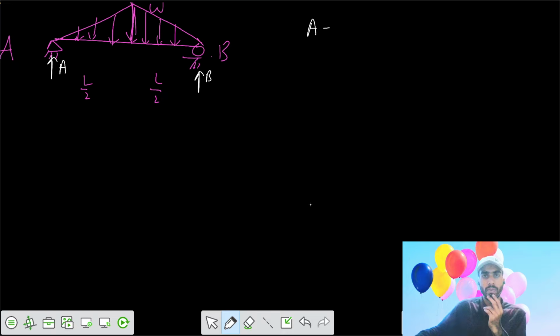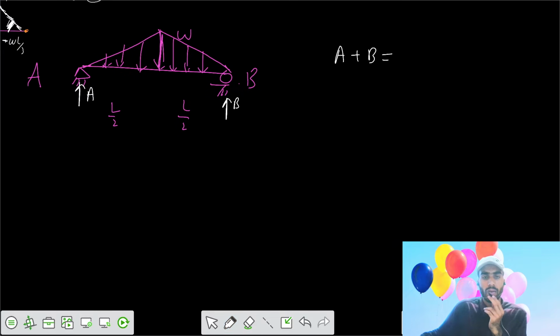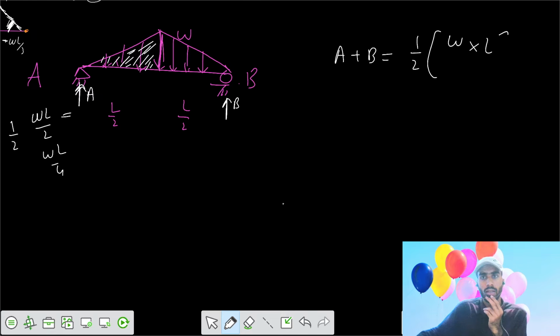We can write A plus B equals to... we can directly say that now we are mature enough to say the loading is symmetric. This part of the loading would be taken by support A, so the reaction here will become WL by 4, the area of that triangle, 1 by 2 W into L by 2. Or we can say A plus B equals the area of the triangle, that is 1 by 2 W into the total length L.